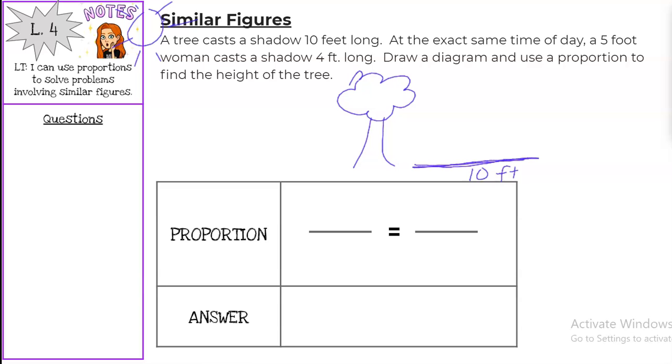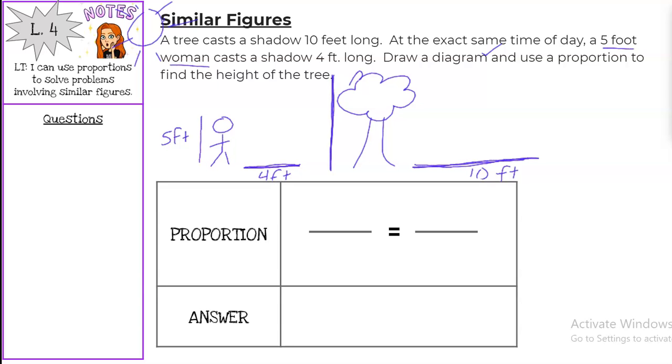At the same exact time of day, a 5-foot woman, so a woman over here, doing her thing, and she's 5 feet tall, casts a shadow of 4 feet long. Draw a diagram. Check, did that as we were going. And use a proportion to find the height of the tree. We want to know, how tall is this tree?